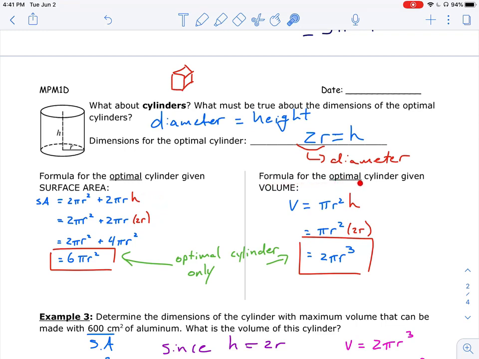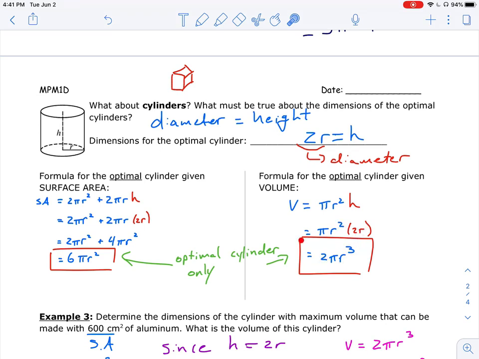Formula for the optimal cylinder given volume, a little bit shorter, when our volume is equal to pi r squared times our height, which in this case, we know our height can be substituted for 2r. So if I take this formula, pi r squared times 2r, well, now I have 2 pi r, and then r to the exponent 2 times r to the exponent 1 gives me r to the exponent 3, or 2 pi r cubed.